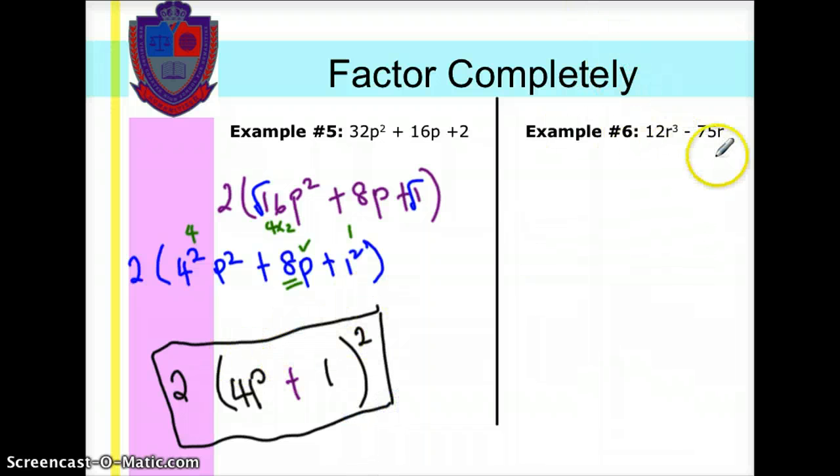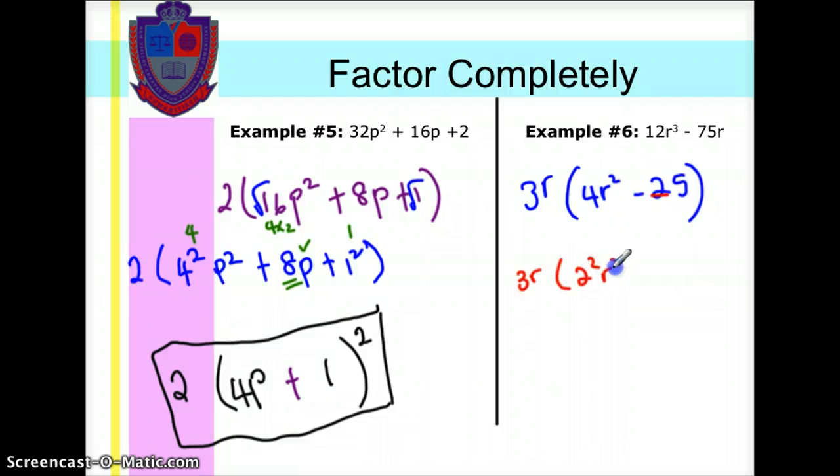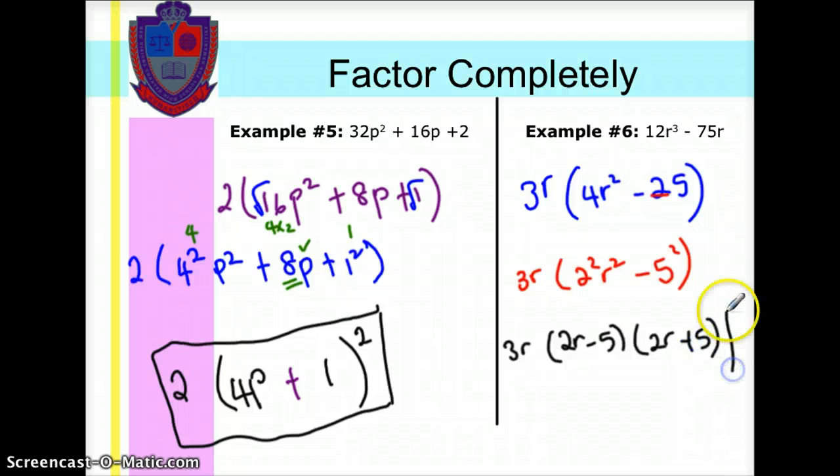Now look at example 6. Notice I see an r in common, and I also see a 3. Good. So when I take that out, this becomes 4r squared minus 25. Perfect. And if we know, these are all perfect square roots. So this is actually 3 times (2r) squared minus 5 squared. And this is from the first one, the difference of squares that we talked about. So I'm going to keep the 3, and I know difference of squares means one is going to be minus and one is going to be addition.